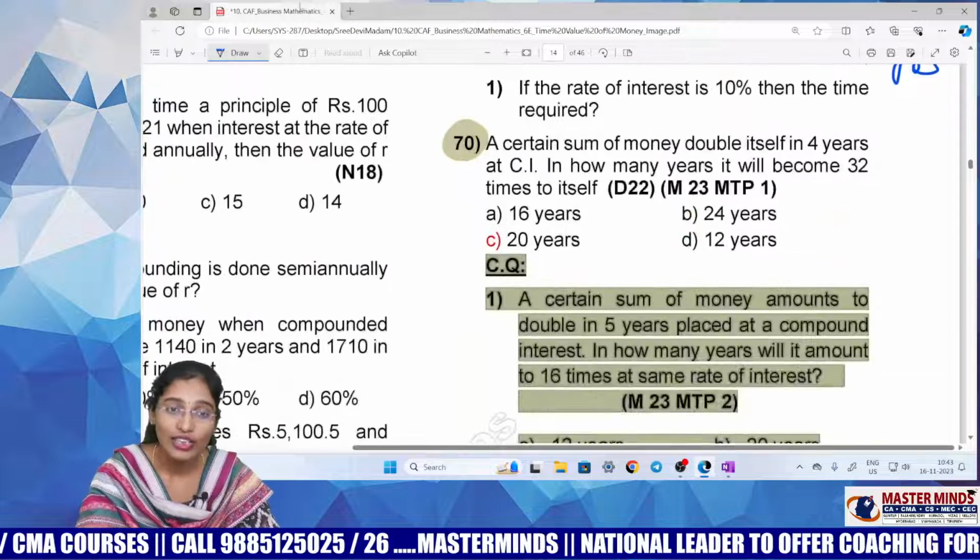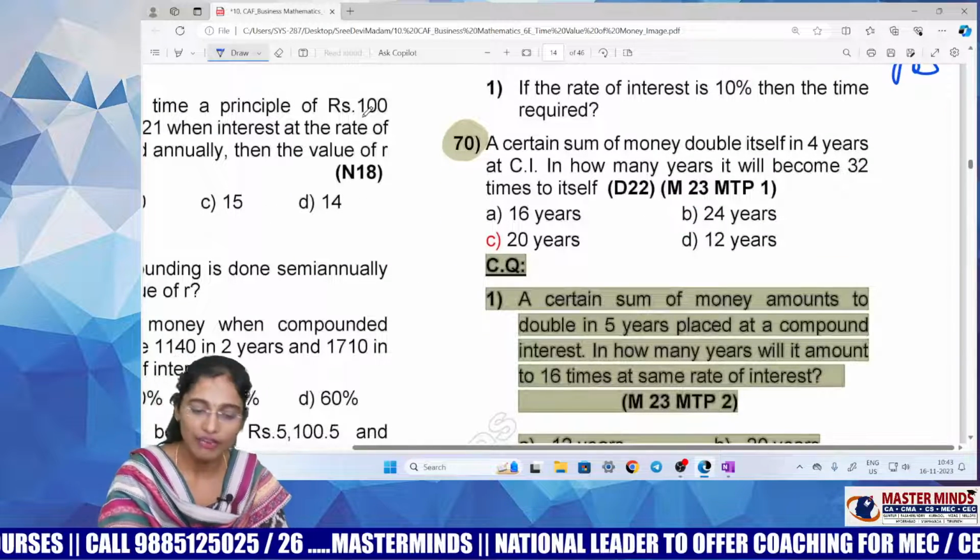Okay, so now look at the next question. A certain sum of money doubles itself in how many years?